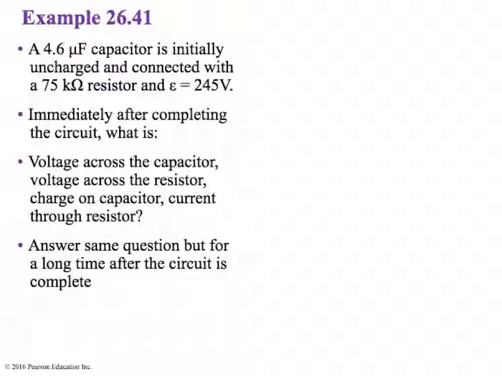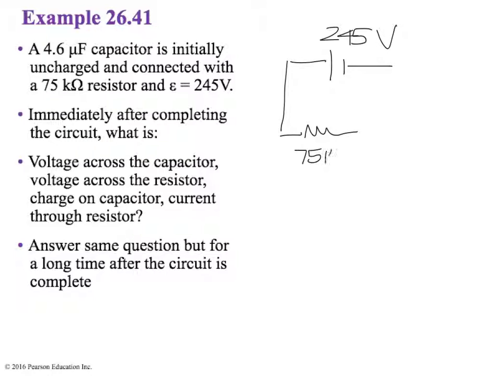Okay, so I thought we'd look at a little example here. We have a circuit with an EMF of 245 volts, a resistor of 75 kiloohms, and a capacitance of 4.6 microfarads. The idea is, what does the circuit look like immediately after we complete the circuit? What is the voltage across the capacitor, the voltage across the resistor, the charge on the capacitor, and the current through the resistor?